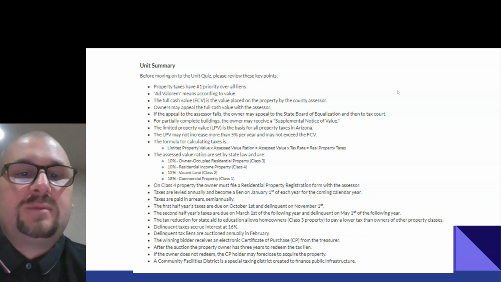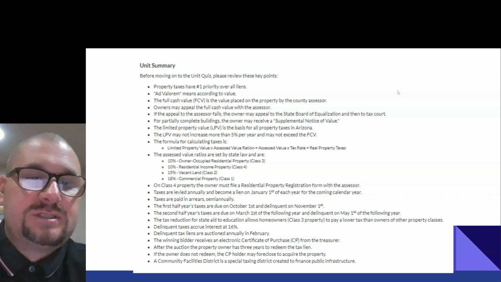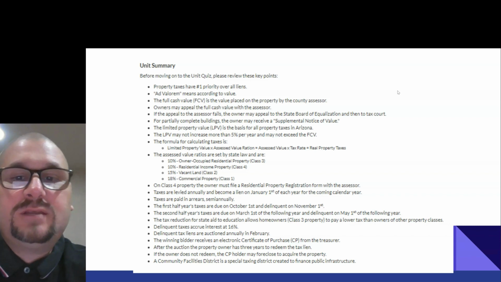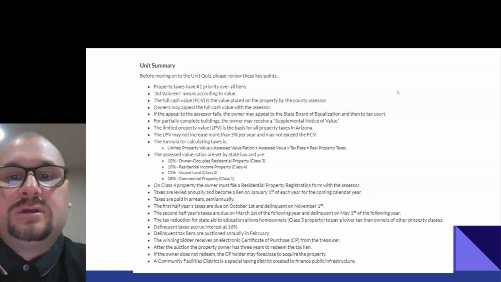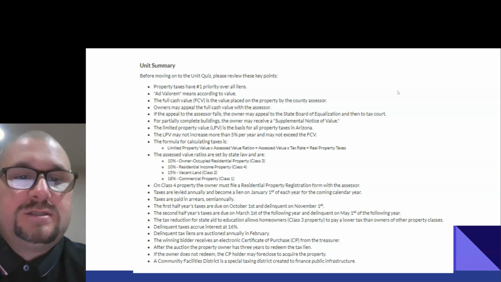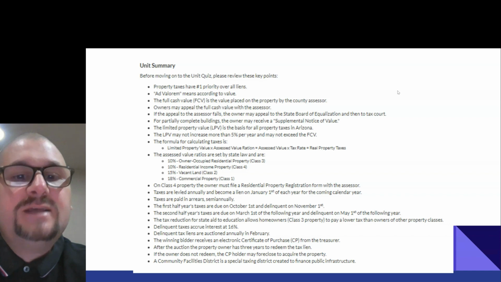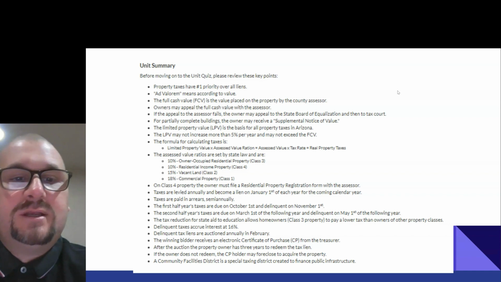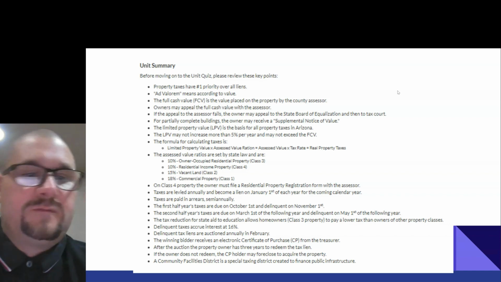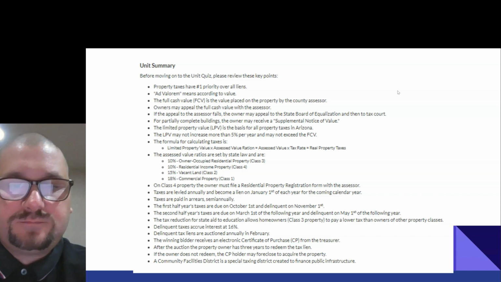So on a class 4 property, the owner must file a residential property registration form with the assessor. Taxes are levied annually and become a lien on January 1st of each year for the coming calendar year. Taxes are paid in arrears, and they're paid semi-annually. The first half year's taxes are due on October 1st, and they're delinquent on November 1st.